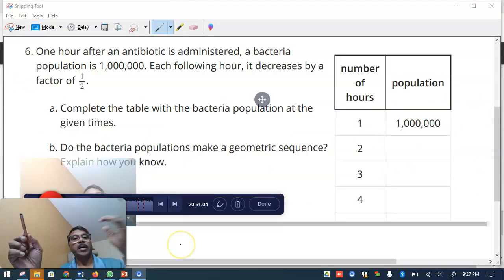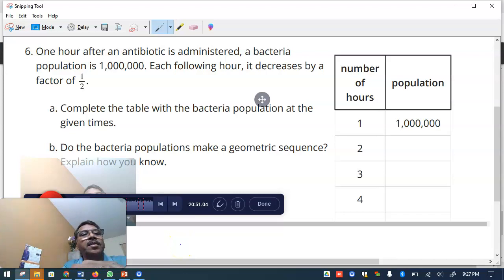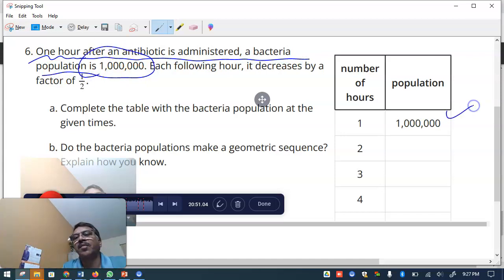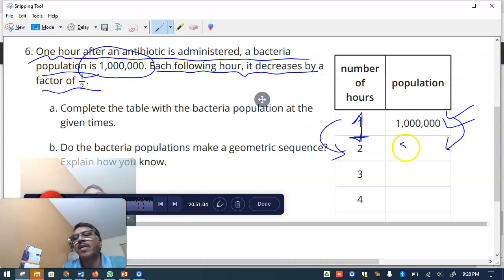Okay, this is the last problem of the lesson. An hour after the antibiotic is administered, there is a bacteria population. In the beginning, the population is given. See, the first is 1, that's the number of hours. When 1 hour has passed, the bacteria population is 1 million, and each hour it decreases by a factor of a half. So in 2 hours, half of that will be 500 million, and again it will be 250 million, and so on.